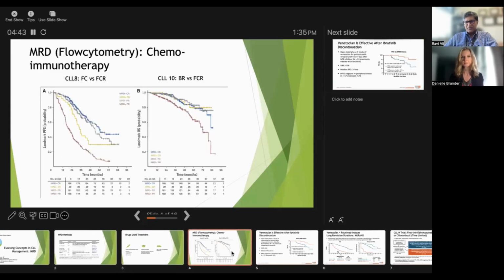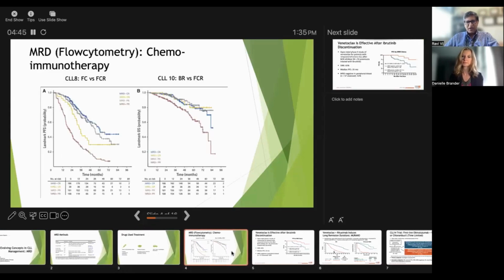So it seems that MRD is not a new concept, and we've had data from even the chemoimmunotherapy era. So can you give us just a general idea of how we did in that era as far as MRD went?